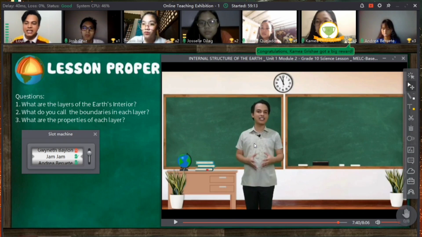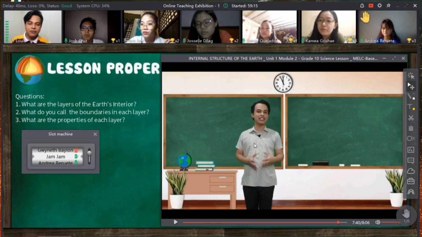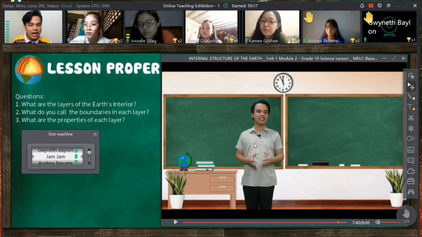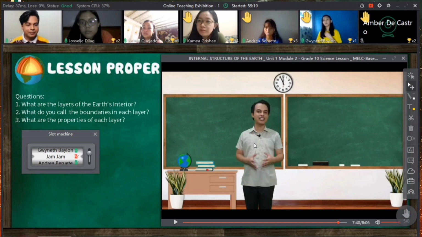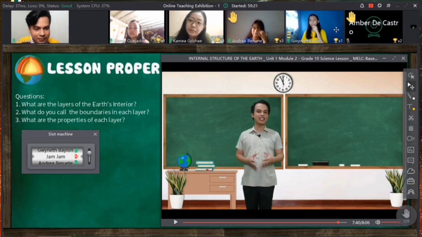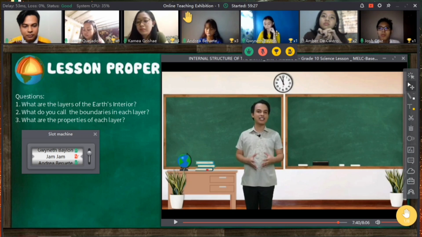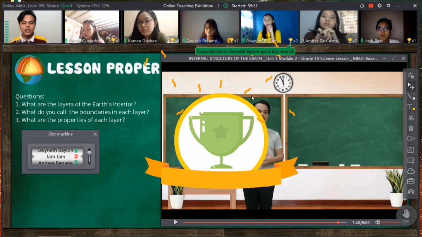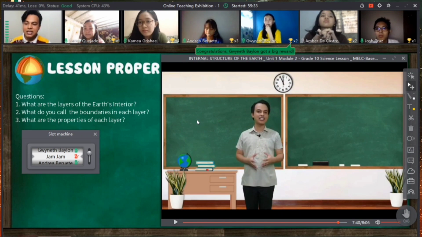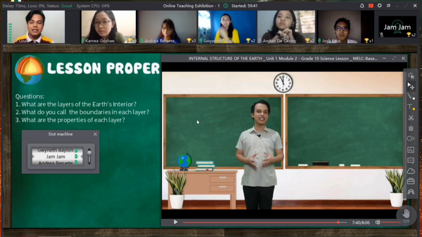Other characteristic or other property aside from that? We have Gwen. It is divided into three layers: the upper mantle, the transition zone, and the lower mantle, and it is also made up of silicate rocks. Okay, very good. So it has three sublayers, the upper mantle, the lower mantle, and the transition zone. And as you mentioned, it is also composed of silicate rocks.